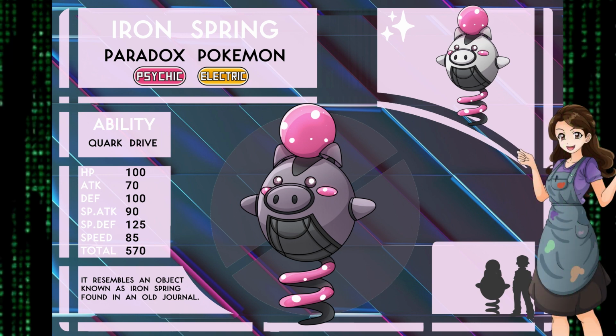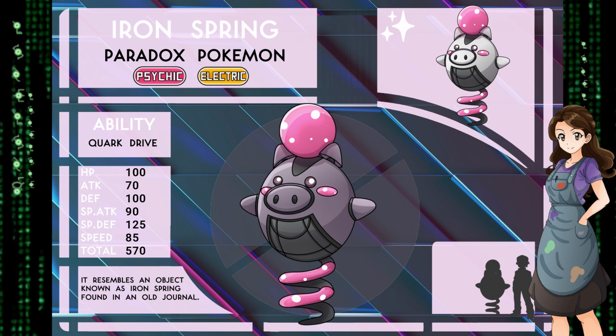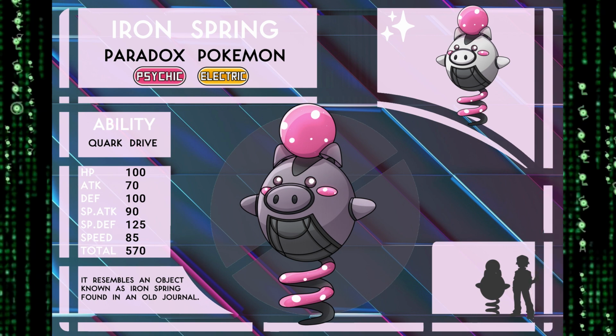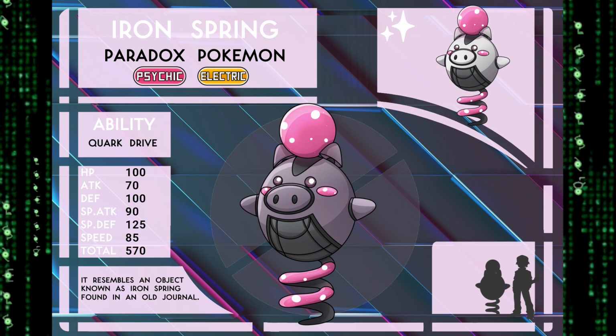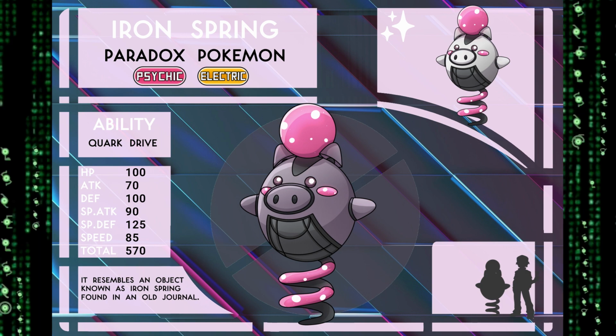I really love Spoink. I mean, just look at that adorable face! I would absolutely have an Iron Spring on my Violet team if I could, and since the Paradox Pokemon don't evolve, no Grumpig. Sorry, not sorry. Alright, the next Pokemon I designed is one I'm certain everyone is familiar with by now.